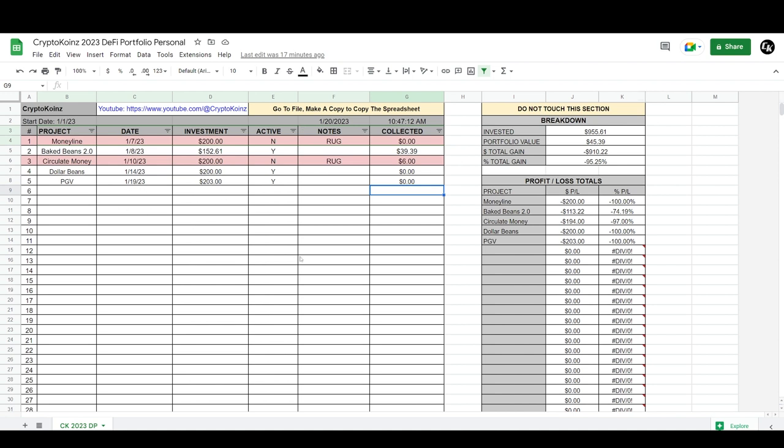Check out my previous videos on how this works if you're interested in this portfolio tracker. This is my latest version, 2023. Very simple to follow along.